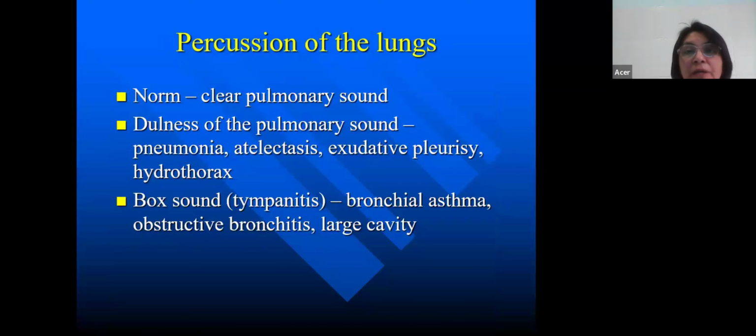Comparative percussion of the lungs. Normal sound: we can check clear pulmonary sound in healthy children. Abnormal percussion sounds: dullness and box sound. Dullness we can check in patients with pneumonia, atelectasis, exudative pleurisy, and hydrothorax. Box sound or tympanitis in patients with bronchial asthma, obstructive bronchitis, and in patients with large cavities.